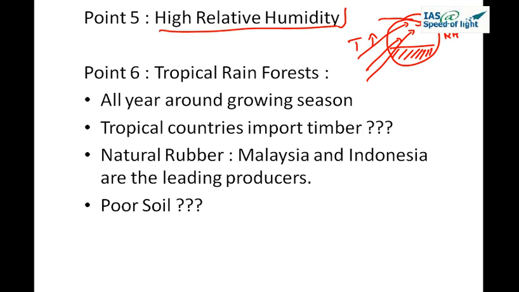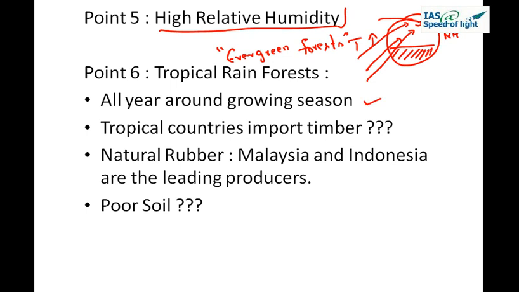Point number 6 is a tropical rainforest. So tropical rainforests, these are the evergreen forests. Evergreen forests, as the name suggests, would be found in the places where you find ample rainfall, right? Ample rainfall, good rainfall seasons. So all year around growing seasons, right?